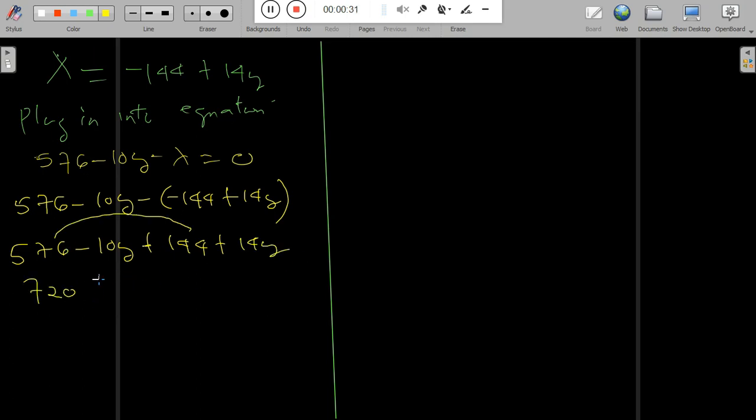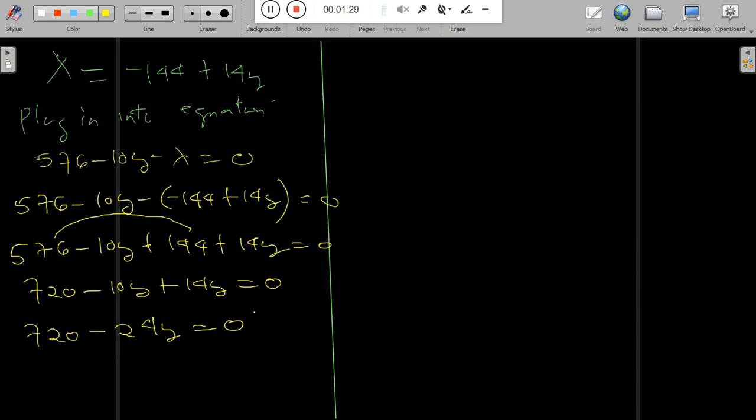Now add the like terms, that is 576 and 144. It will give you 720. Then for the y terms, we take negative 10y and 14y, equal to 0. So this means 720 then negative 10y plus 14y, which will give you 24y, equal to 0.